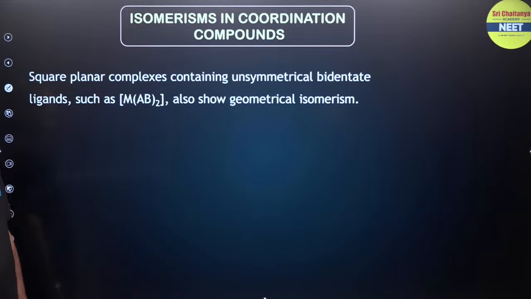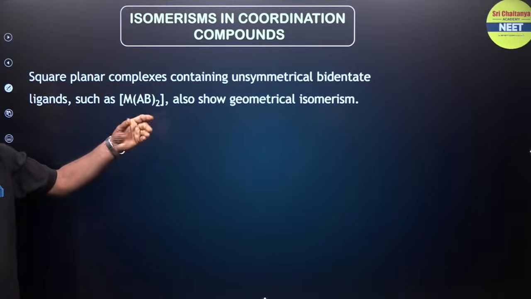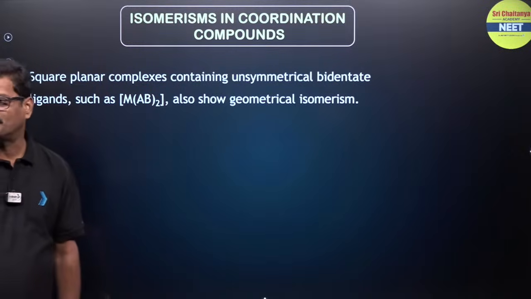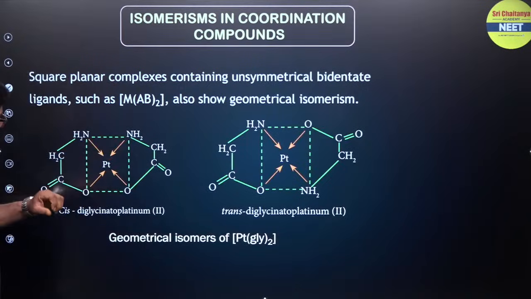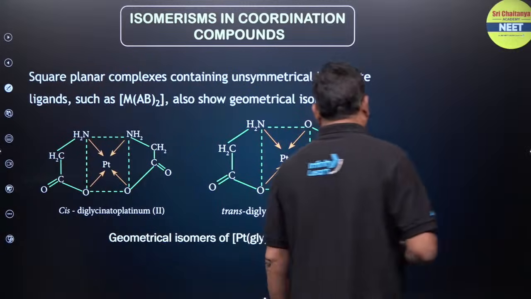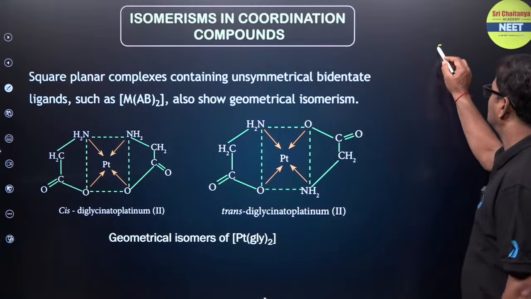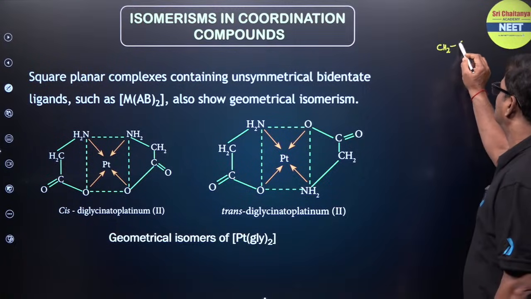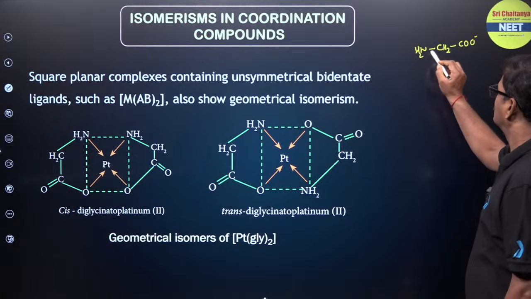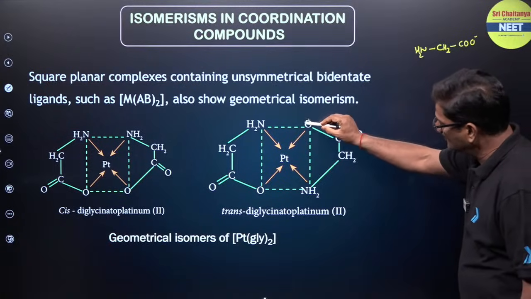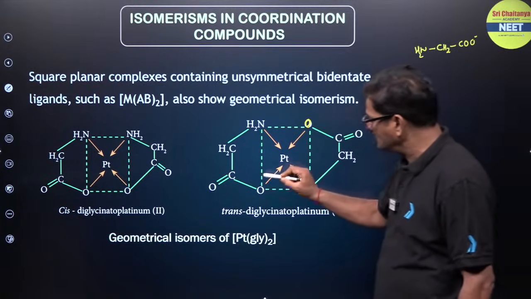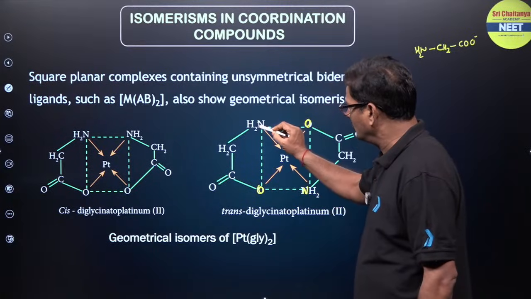Moving ahead, square planar complexes containing unsymmetrical bidentate ligand, M(AB)2, also show geometrical isomerism. If I show you some structure here, it looks a little complicated, so I will explain it. This is called glycine. So glycinato is going to be NH2CH2COO. This is the structure shown. Oxygen is donating, nitrogen is donating.